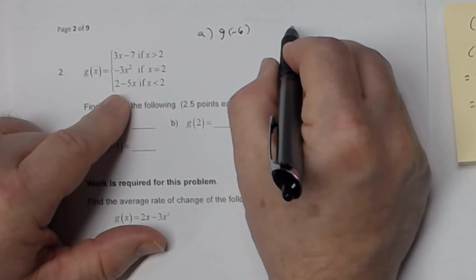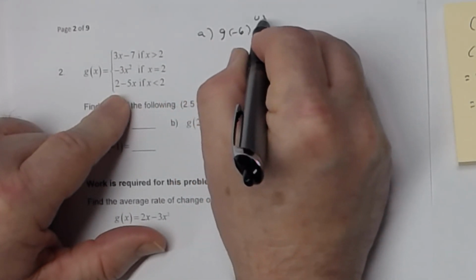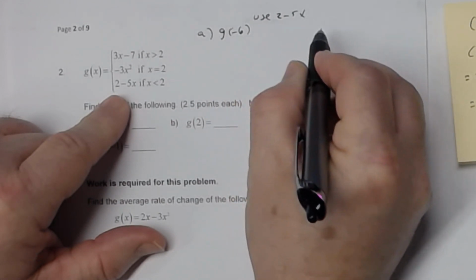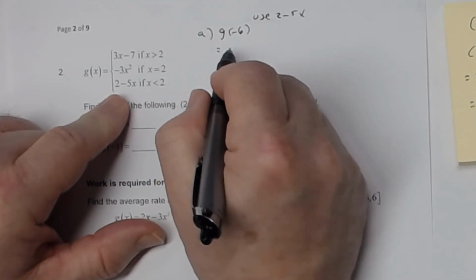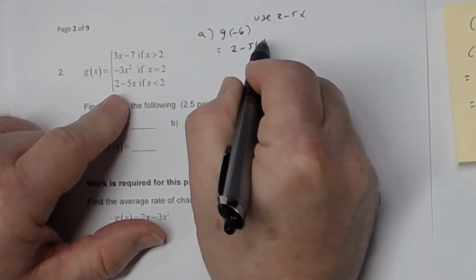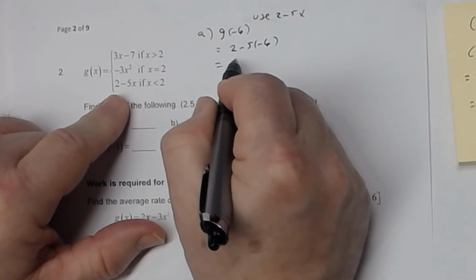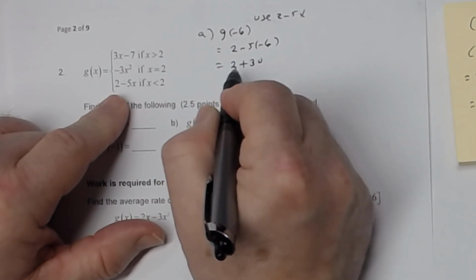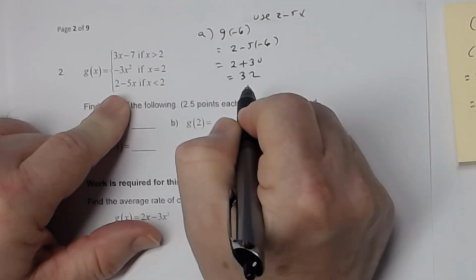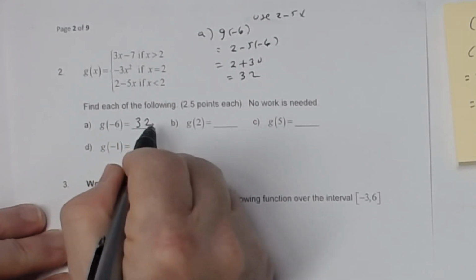So I'm going to go ahead and write that here. I'm going to use 2 minus 5x. All right, so where we see the variable x, I'm going to substitute negative 6. So that becomes 2 minus 5 times negative 6. So order of operations, a negative 5 times a negative 6 is 30. 2 plus 30 is 32. So that's letter A. So get 32 here.